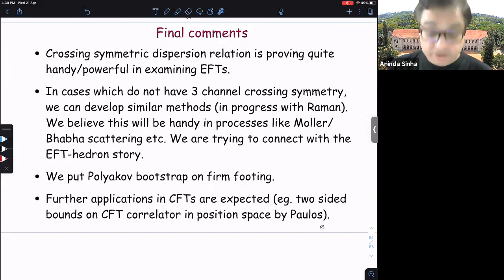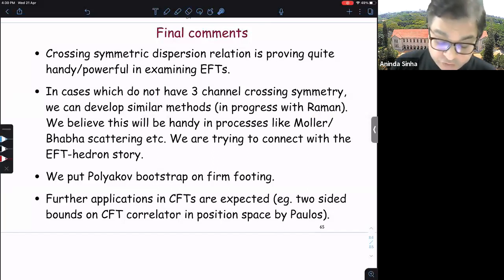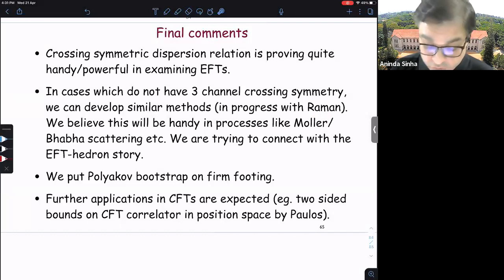In cases which do not have three-channel crossing symmetry, like the open string amplitude that I mentioned, this is a work in progress with Prashant. These are the kinds of things that you would like to ask in more realistic processes in QED, for example, Møller scattering or Bhabha scattering, where you don't have this full three-channel crossing symmetry. You should be able to derive a similar story.